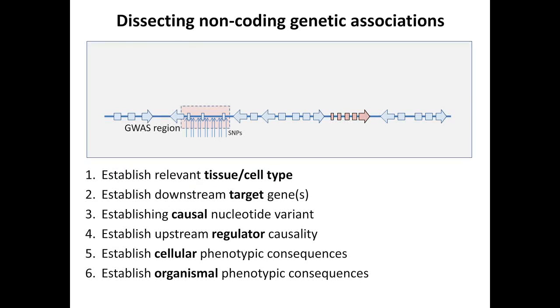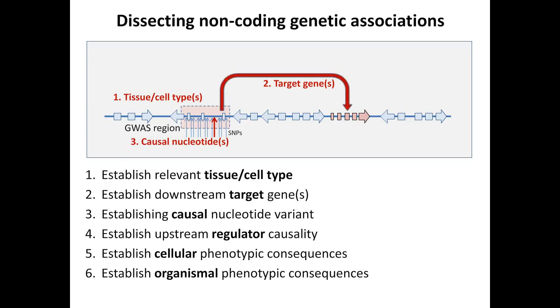So what are the goals in dissecting non-coding associations? As I mentioned earlier, what we need to understand first is, given a region of association that spans many genetic variants, what is the relevant tissue and cell type in which this is acting? Number two, we'd like to know for these non-coding regions, who are the target genes that are actually being targeted by these regions? And these target genes, as I'm going to show in this part of the talk, can sit more than 1 million nucleotides away. Number three, we want to understand who are the causal nucleotides that are responsible for these associations and fine map these regions in order to then understand the dysregulatory event for the upstream regulators that are targeting these causal nucleotides.